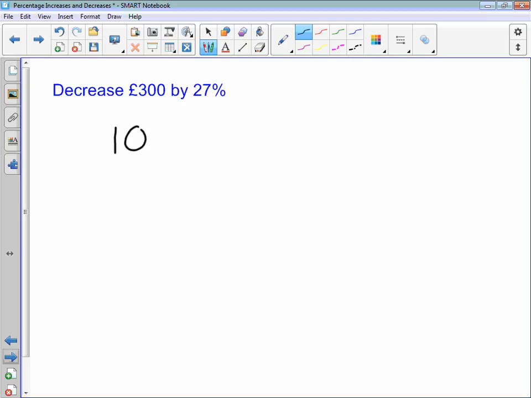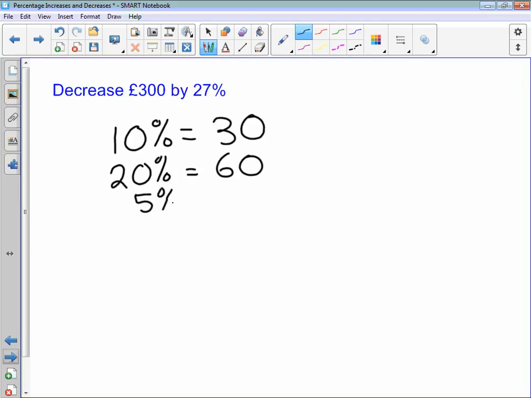So 10% is 30. I can then double this to find 20%, which will give me 60. I want to find 5%. With 5%, I can halve 10%, so that will give me 15.